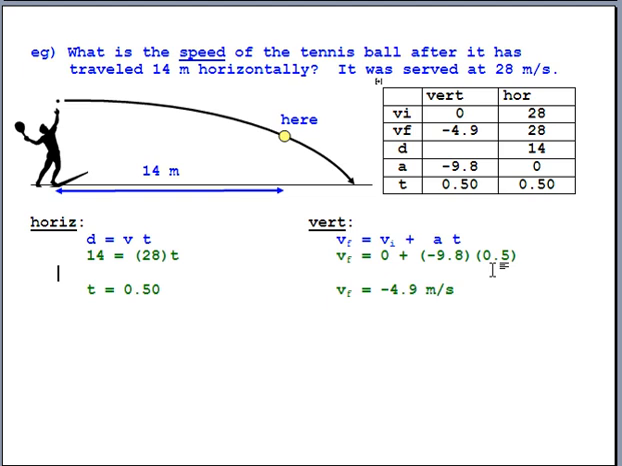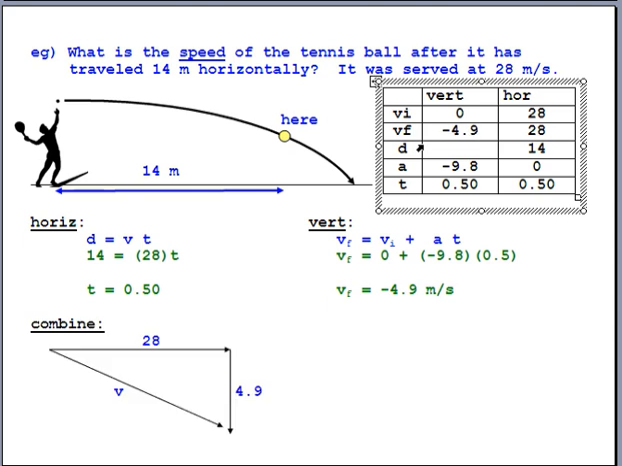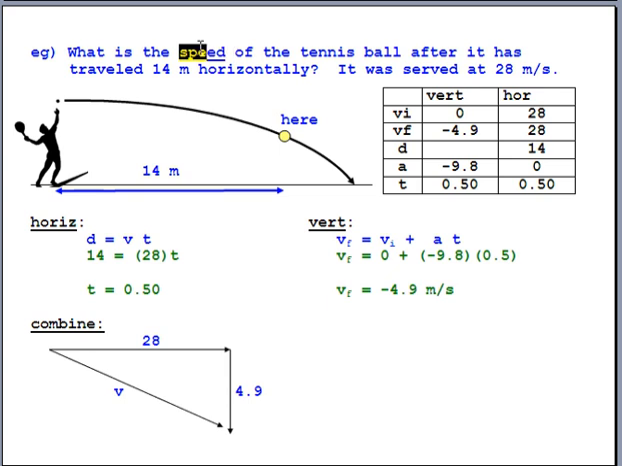They're asking for the speed of the ball. That ball right here is going to be going diagonally. It's going sideways at 28, because it always is, and it's dropping at 4.9. So the picture would look like that. The velocity, which is a vector, has size and direction, but they're just asking for size. They're like, hey, what's the speed? That's the same thing as saying, find the magnitude of the velocity. So this should be done pretty quick.